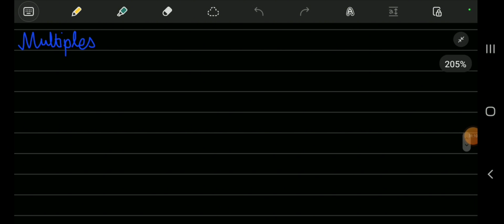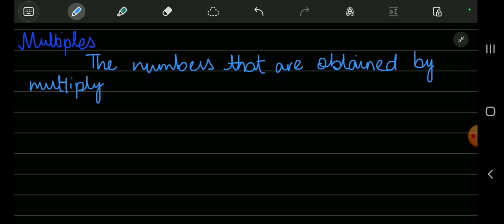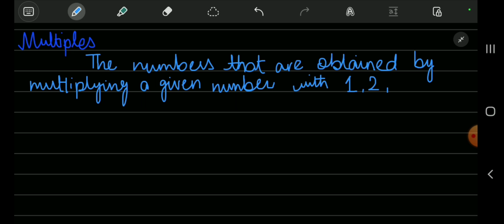So let's write the definition. The numbers that are obtained by multiplying a given number with one, two, three, and so on, are called its multiples.